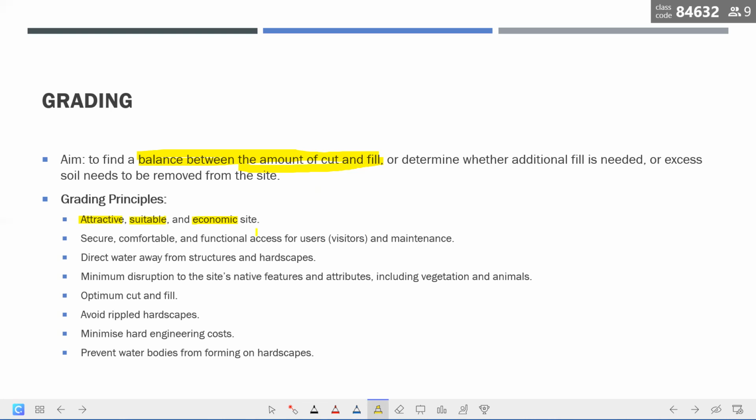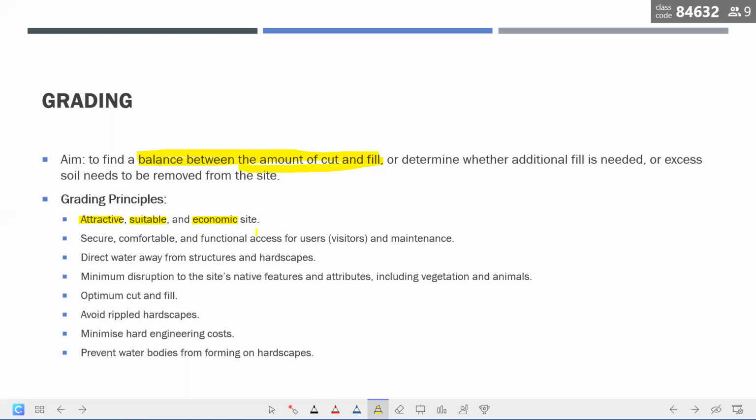Another principle is security, comfort, and functional access for users or visitors, and for maintenance. Of course, when you're developing a site, you have to consider the users, the visitors, and of course the maintenance crew and all the other stakeholders that are maintaining and managing the site. You want them to be able to conduct their activities there securely and comfortably.